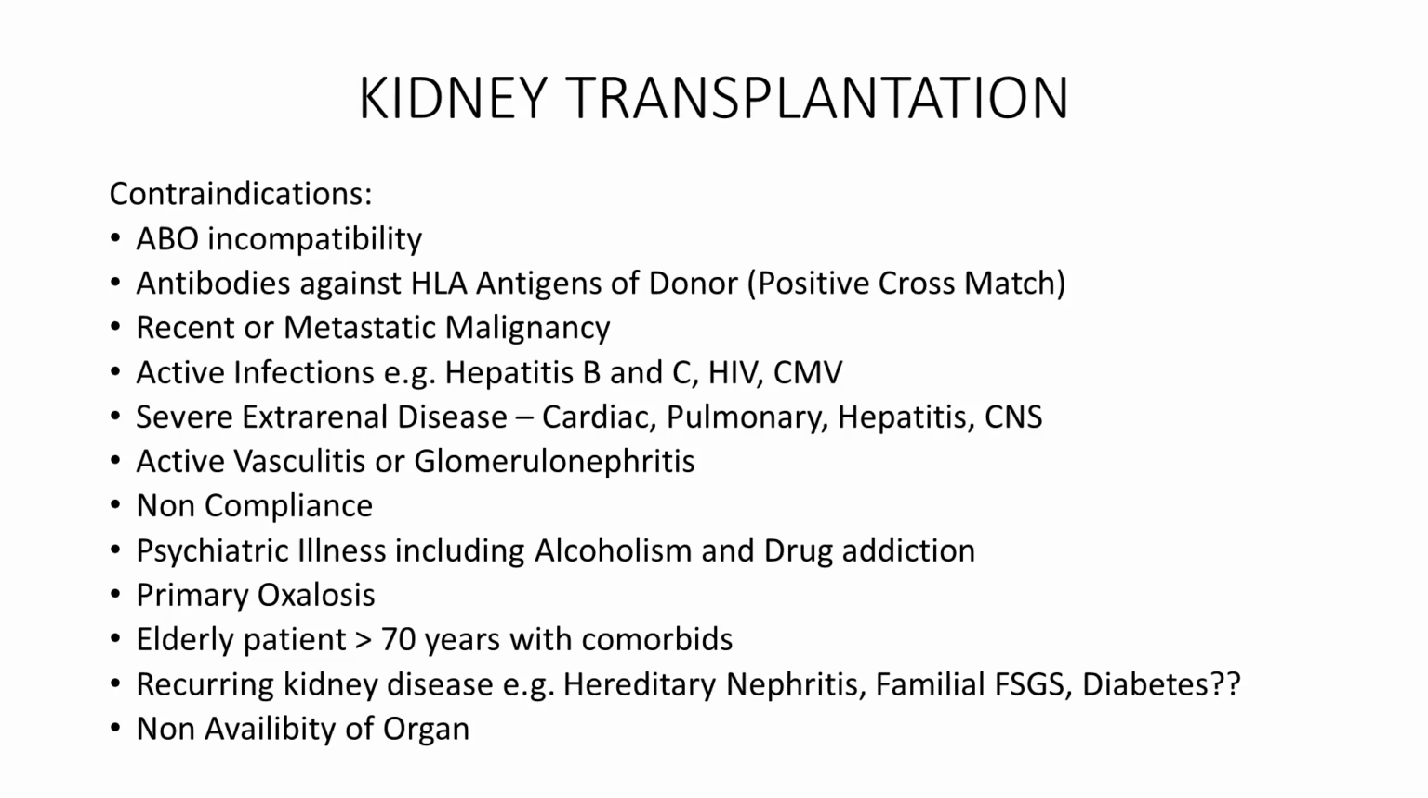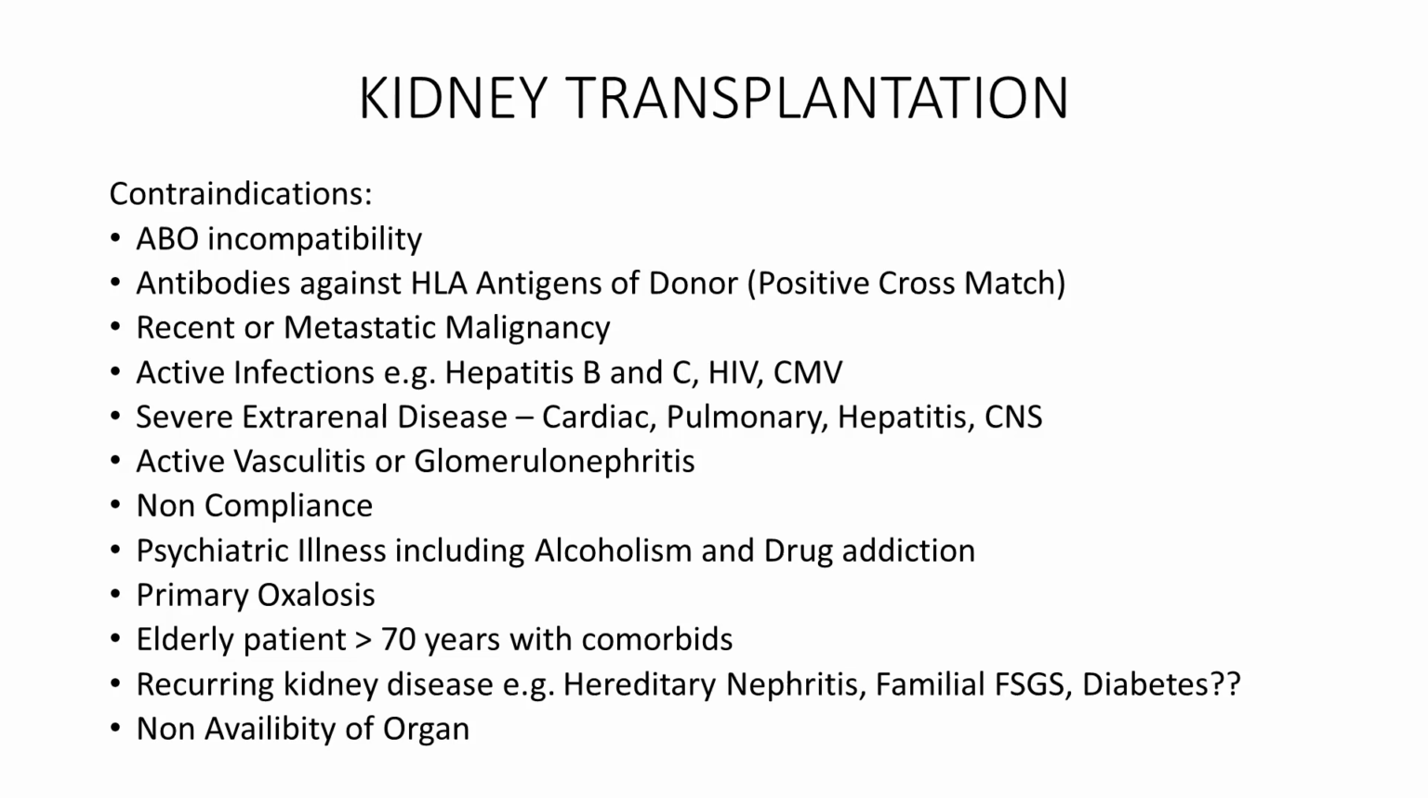Recent metastatic malignancy is a contraindication. If somebody has got an active infection like TB, HIV, or CMV, first you have to get rid of it, and then only can transplantation be performed. Severe extrarenal disease, whether cardiac, pulmonary, hepatic, or CNS, is a contraindication for transplantation. Acute vasculitis or glomerulonephritis, acute nephritic syndrome, is a contraindication for renal transplantation.